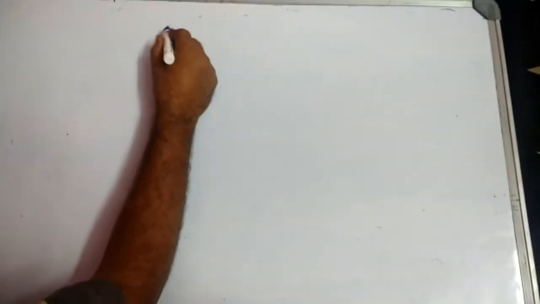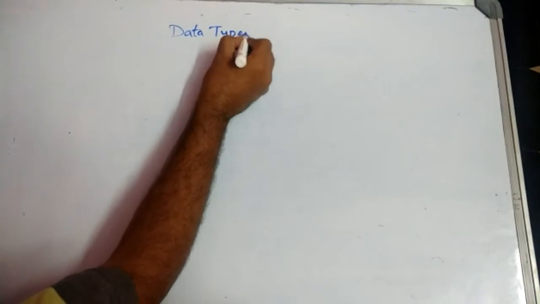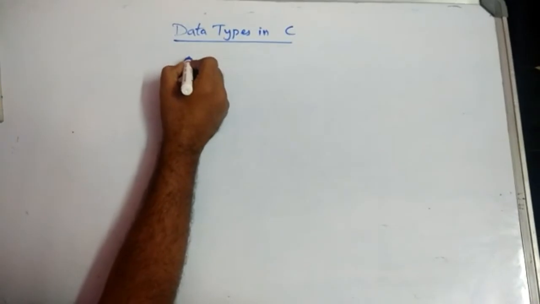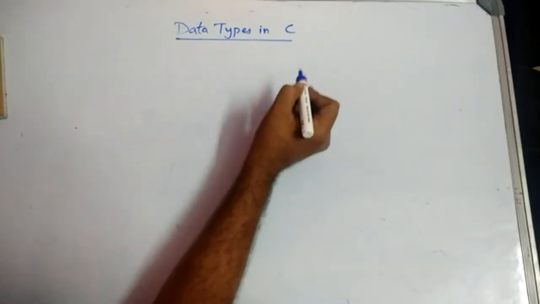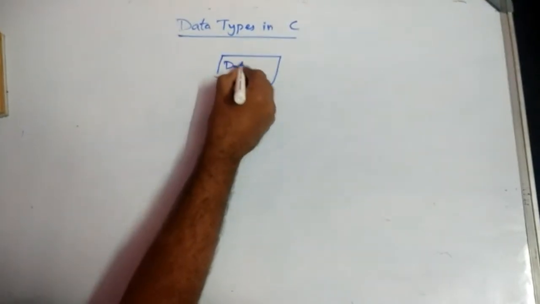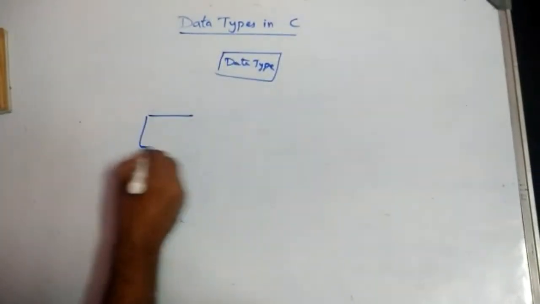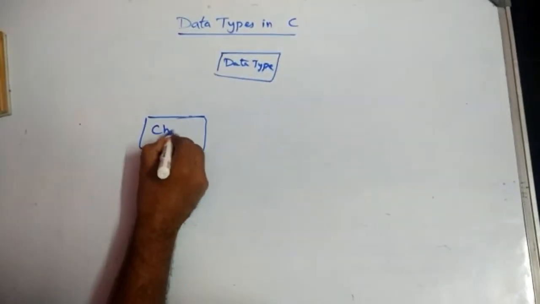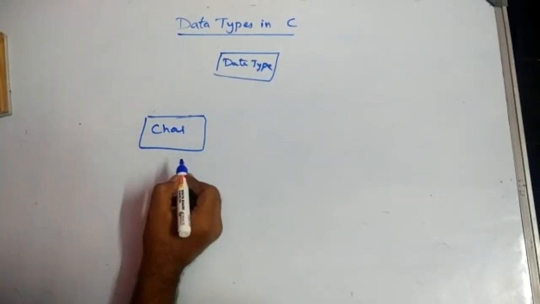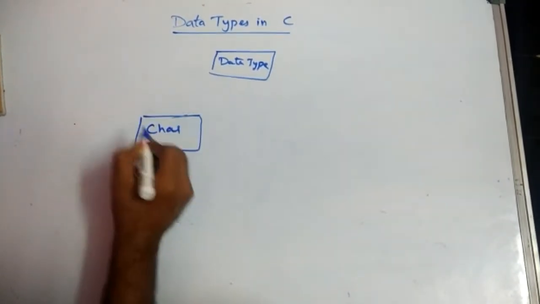Today I will explain data types in C. A data type specifies the type of value to be stored in a program variable. Based on that, in C we have four different data types. The first data type is character. This data type is used to store a single character. Whenever you want to store a character, we need to use a data type called char.